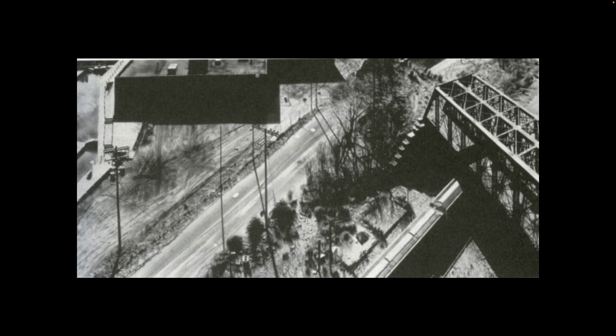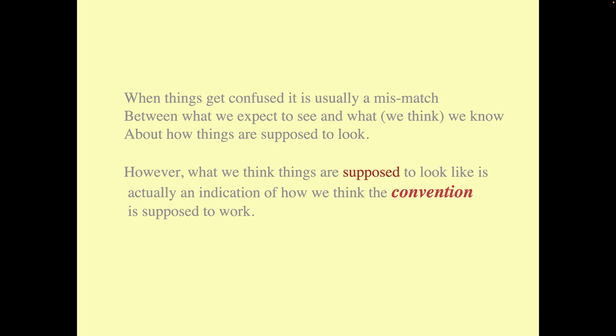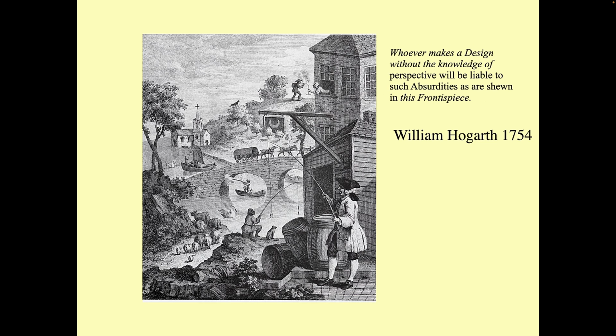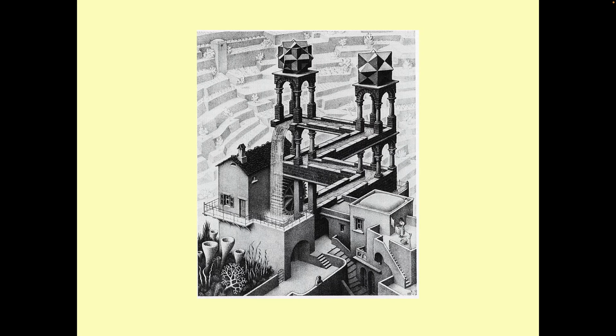This is a drawing that is using linear perspective, but it's going up, and the vanishing point is vanishing up. This is another drawing, a charcoal drawing. So when things get confused, it's often a mismatch between what we expect to see and what we think we know about how images are supposed to look. However, what we think things are supposed to look like is actually an indication of how we think the convention is supposed to work. Okay, and again, that goes back to a lot of those visual optical illusions.